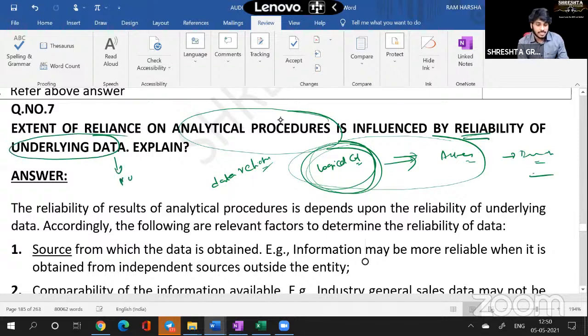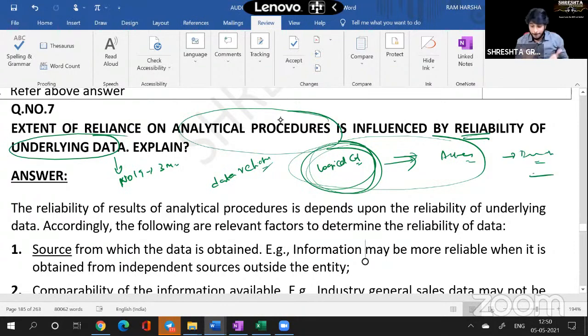This question has been asked in the November 19 exams for 3 marks. Analytically you calculate something, right? Is it reliable, so that I can investigate further? It depends on what data you have used. If the data you have used is reliable, then this is reliable. How do I know?